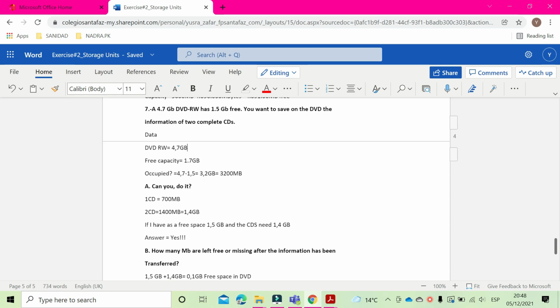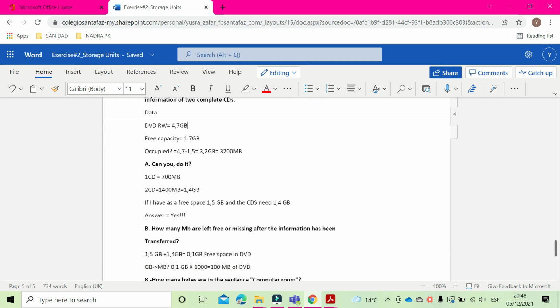Can you do it? One CD is equal to 700 megabytes and 2 CDs is equal to 1400 megabytes. It's 1.4 gigabytes. If I have a free space of 1.7 GB and the CDs need 1.4 gigabytes, the answer is yes, they can save because they have 1.4 free. Yes, they can save.